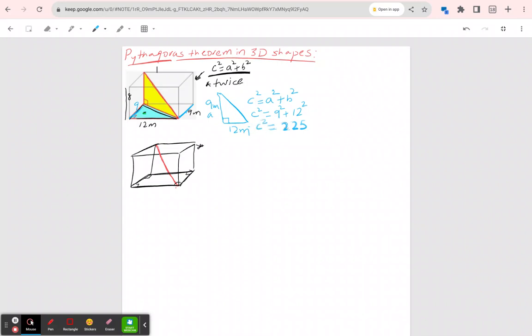We are not after c square, I mean, we are after c. So we need to square root that. If you need more information on how to square root, watch my very first video, on the topic of Pythagoras theorem. To get rid of this square, we're going to square root, and the square root of 225 is 15. So that means this length here comes out to be 15.